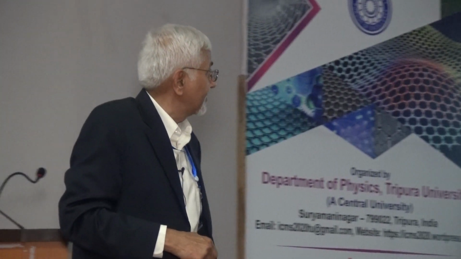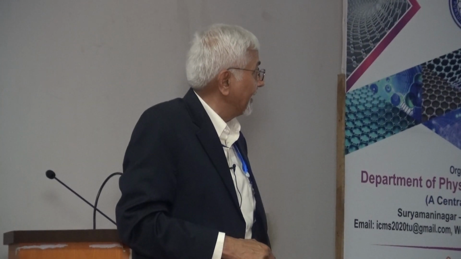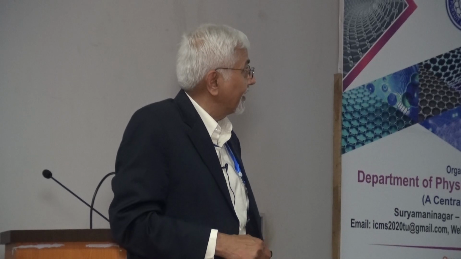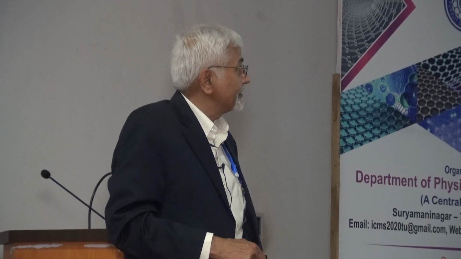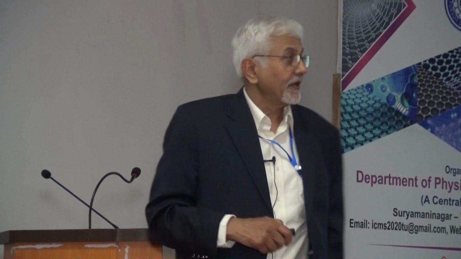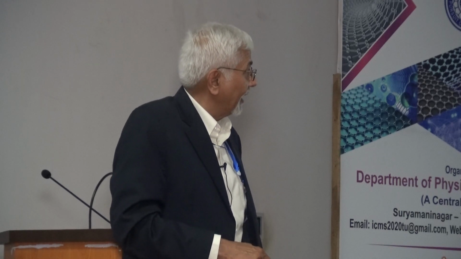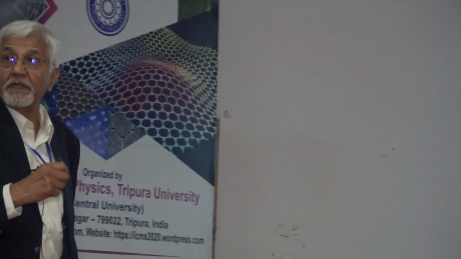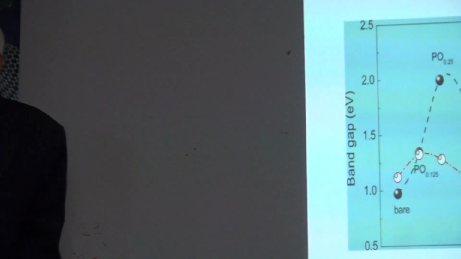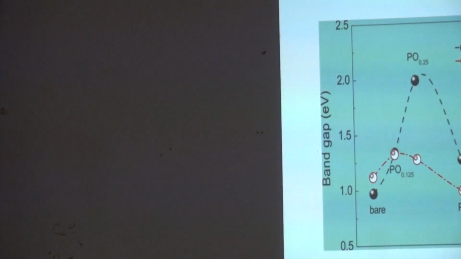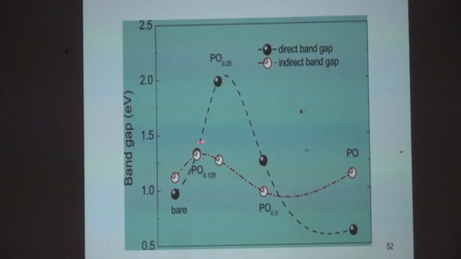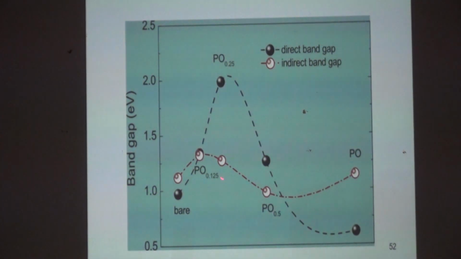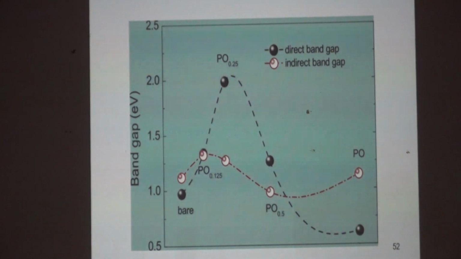And here's the case. If I look at the bare or the pristine case, so we have, this is the direct band gap, and red is indirect band gap. So phosphorine bare and fully functionalized, the direct band gap is sort of minimum relative to indirect band gap, which is good for optoelectronic applications. But the partial functionalization, what you see, the indirect gap is lower than the direct gap.